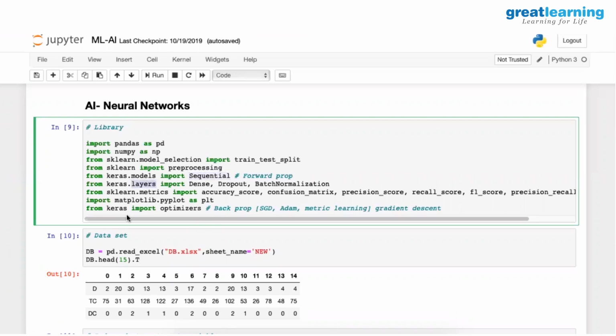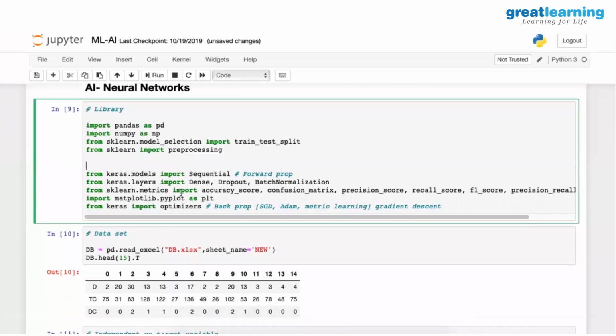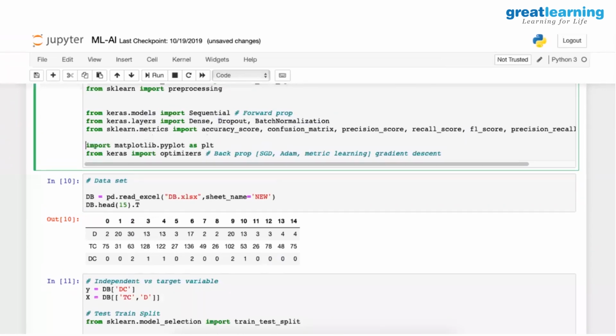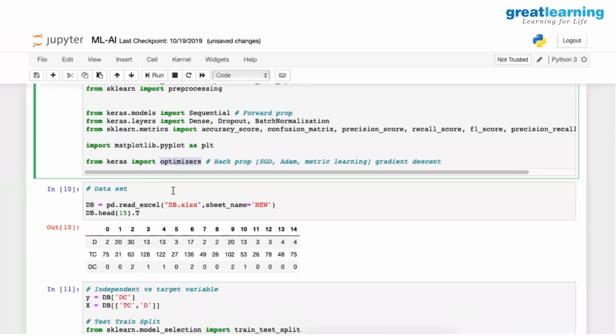Next is what layers you want under Keras. To add a layer, to keep adding those hidden layers, you have to use a command called dense. Next thing, if you want dropout and if you want to do normalization, even that is possible under Keras. So we'll do it. After that, one more library is optimizers. This is used for back-propagation or gradient descent, to adjust your weights. All right, now let's go further.